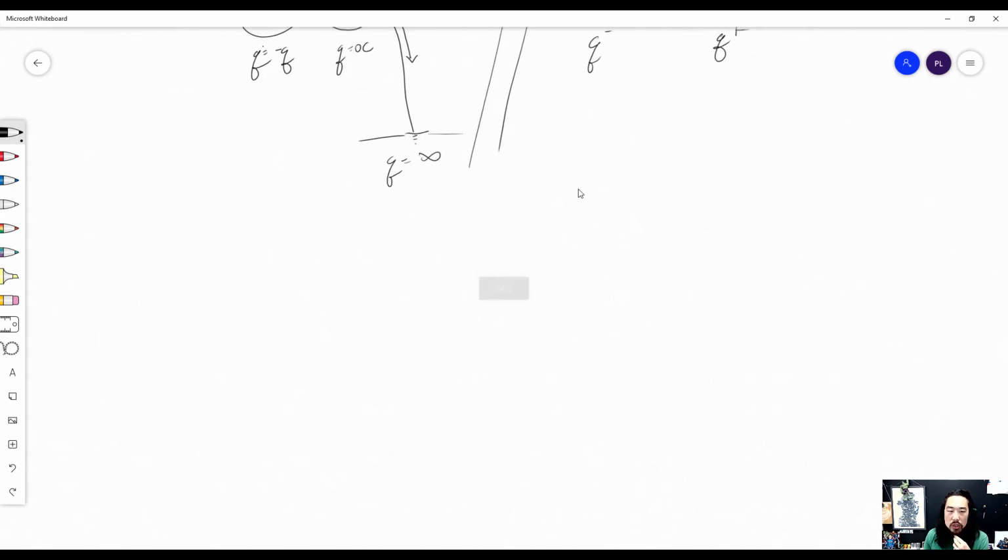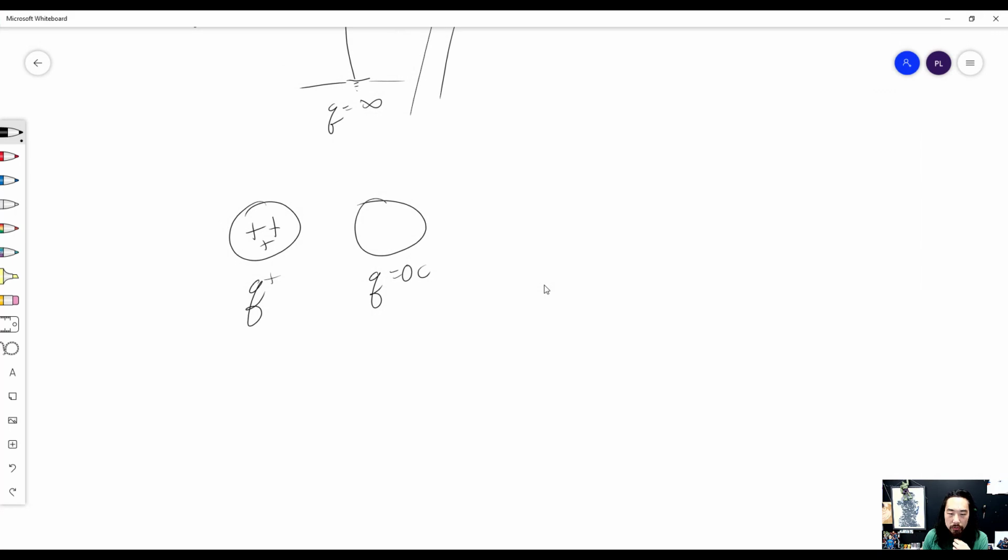All right, now let's do the reverse. If we have two objects, let's say one is largely positive and one is neutral. So this is just a positive source, okay? And you offer up a ground. All right, now here there is no contact. All right, so you offer up a ground.